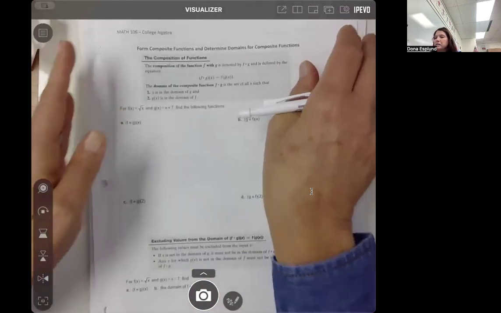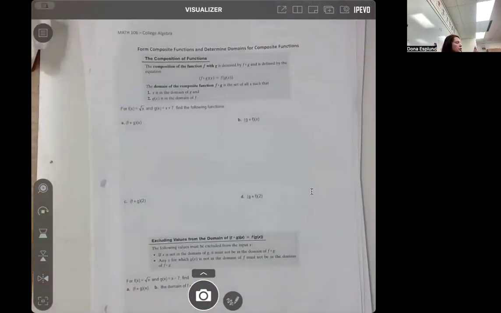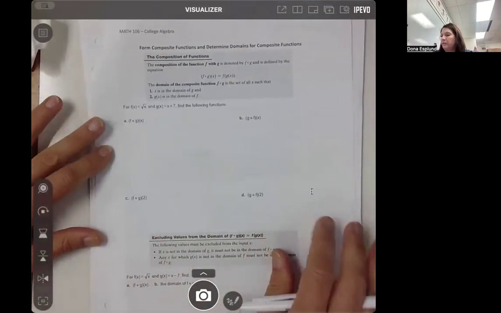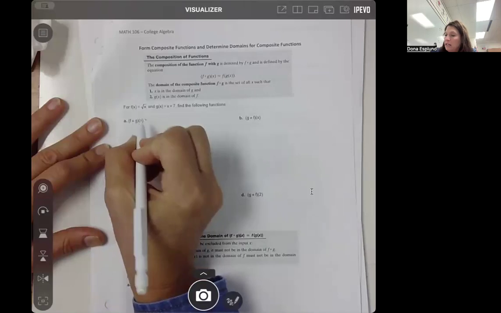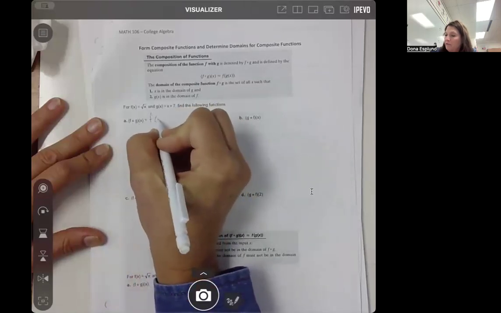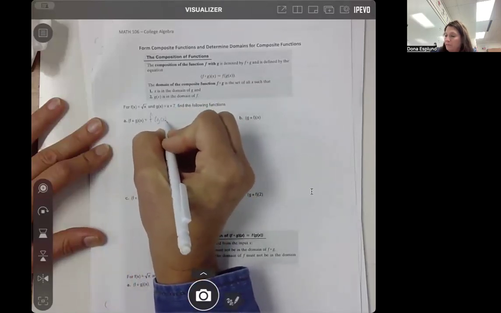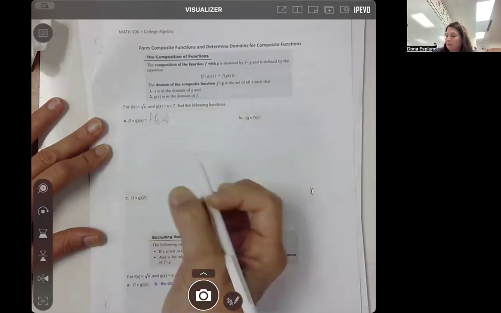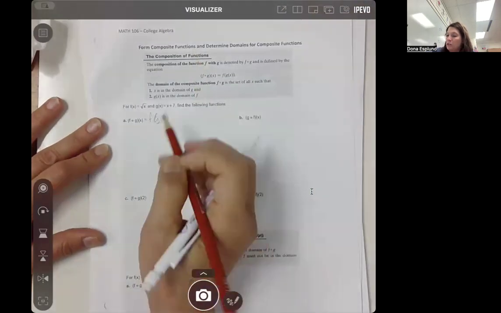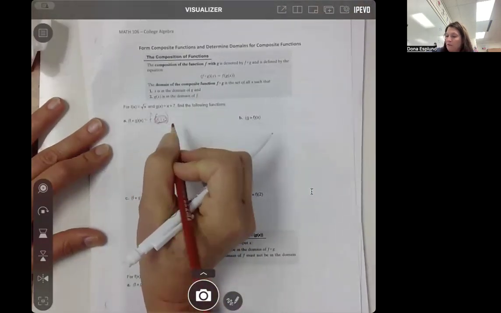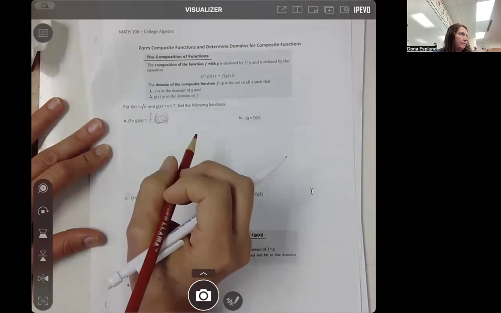Now, composites of a function mean a function within a function. Okay, so if I have a function within a function, that means when I have f composite g, that means I have f of g of x. And what I'm going to do is substitute into my f of x, g of x.